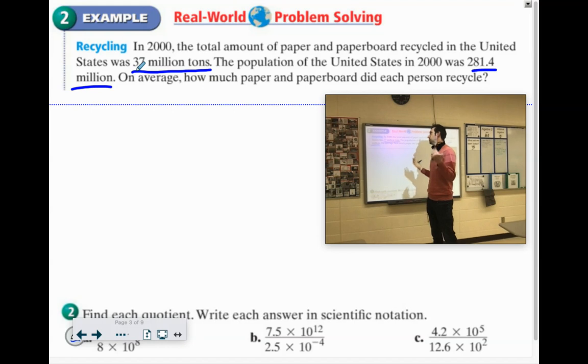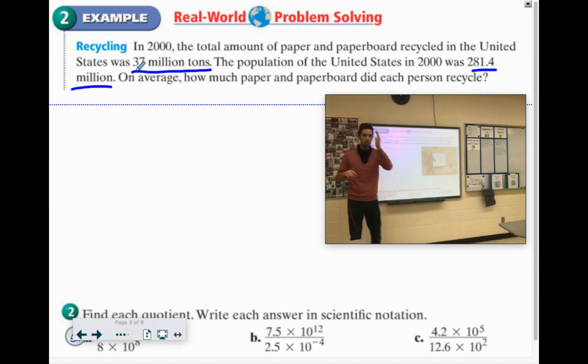So, when you're doing average, you do the total amount divided by the number of people, right? Like if we were going to eat 8 slices of pizza and there were 4 people, you would do 8 divided by 4, giving you 2 slices per person. So we're going to be doing 37 million divided by 281.4 million. But we're going to set it up with scientific notation.